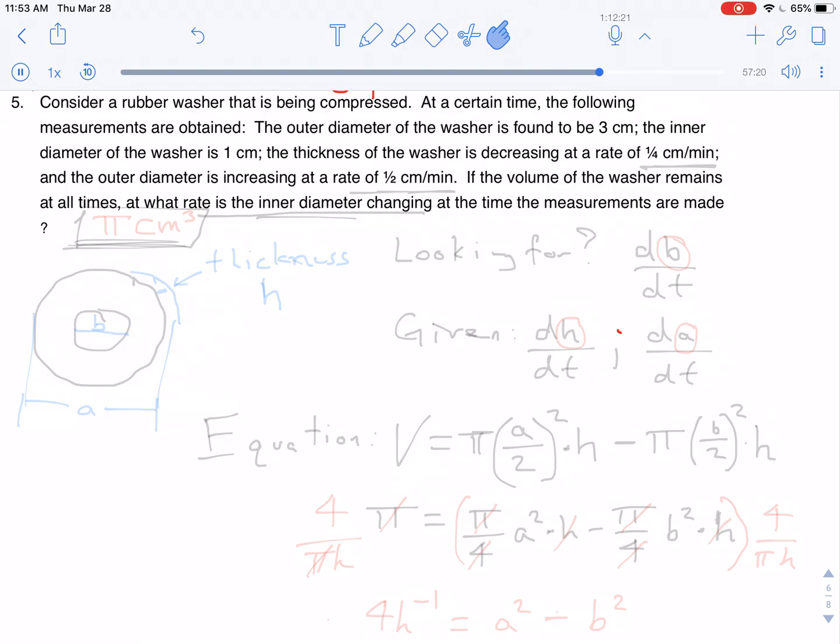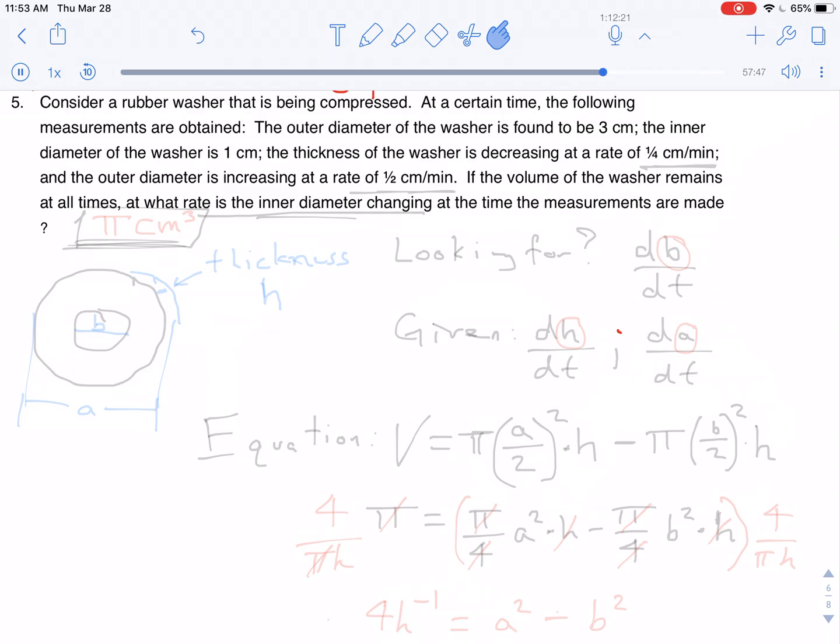All right, next one's a good one. So we have to consider a rubber washer that is being compressed. At a certain time, the following measurements are obtained. The outer diameter of the washer is found to be 3 centimeters. The inner diameter of the washer is 1 centimeter. The thickness of the washer is decreasing at a rate of 1/4 centimeter per minute. The outer diameter is increasing at a rate of 1/2 centimeter per minute.